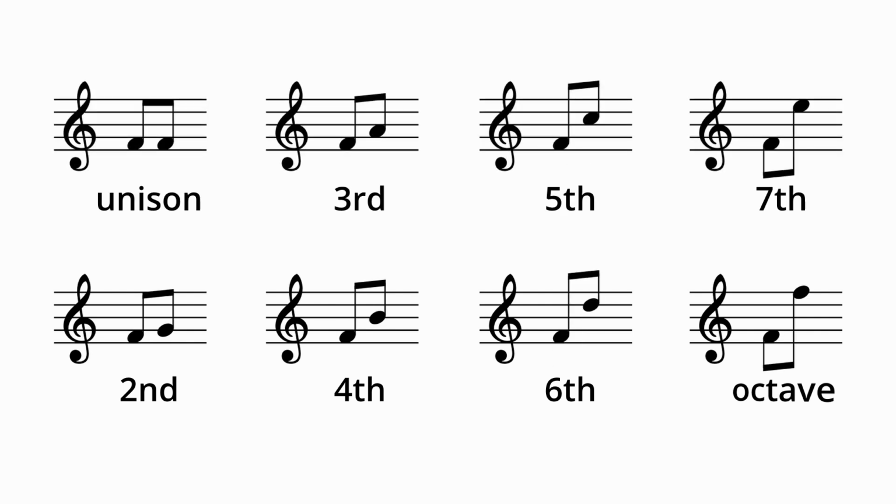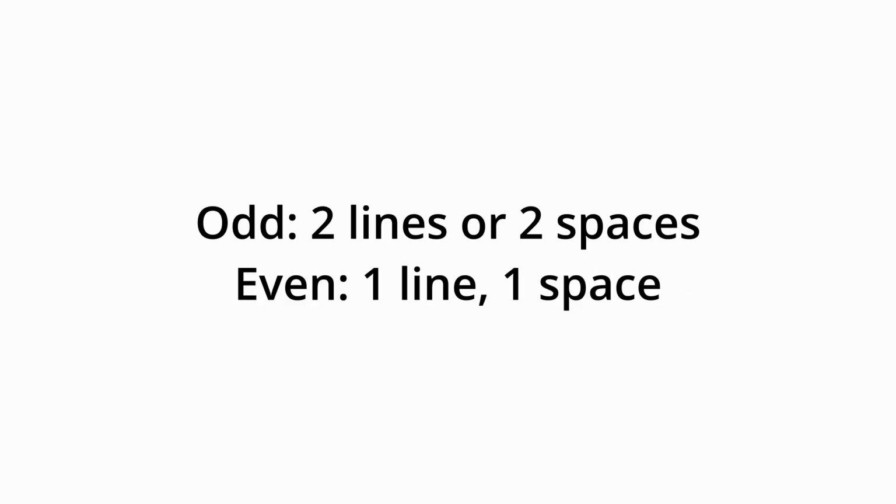If we slide everything down to start from a space note, now all the odd-numbered intervals contain two space notes, but all the even-numbered intervals still contain one line and one space. This is true no matter what note we start from. Odd-numbered intervals always contain either two lines or two spaces, and even-numbered intervals always contain one of each.